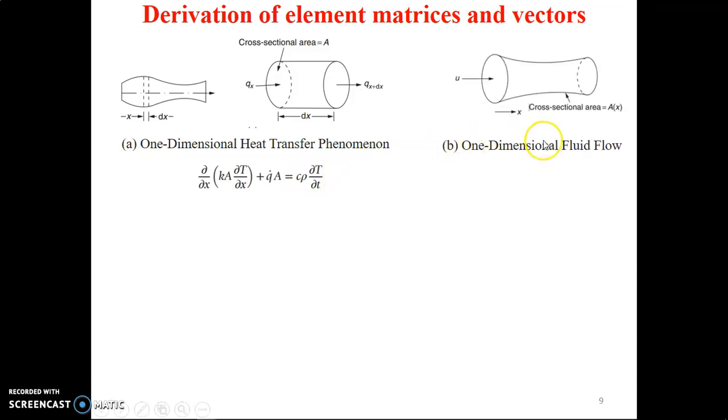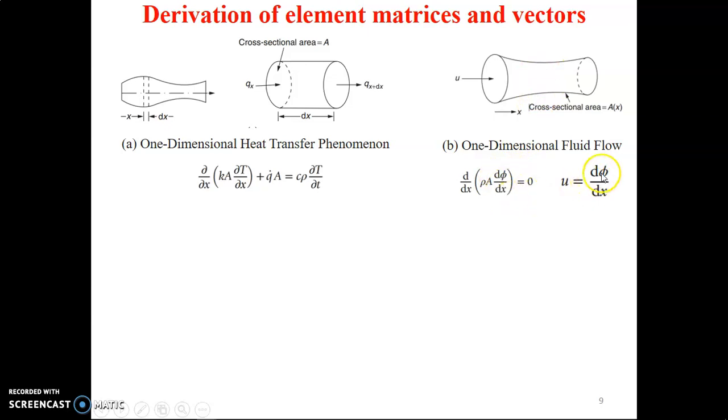The second example is considered for one-dimensional fluid flow across a pipe of varying cross-sectional area. Here u is the velocity at one face of this pipe. The mathematical model of this system can be represented by this partial differential equation. Here rho is the density of the fluid, A is the area of the cross section at a particular differential element, and phi is the stream function.